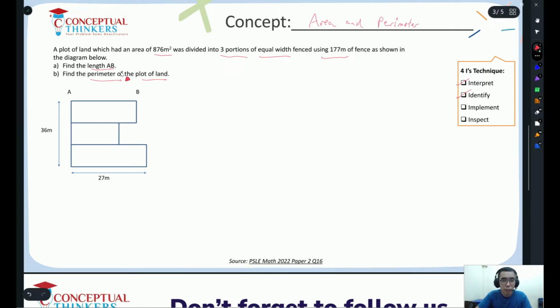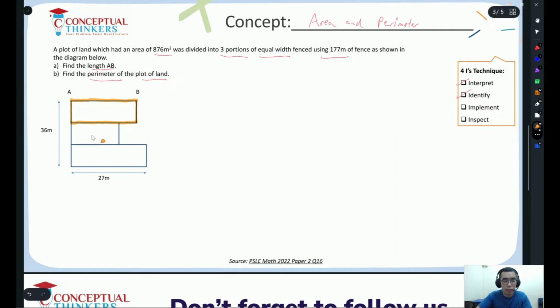First we need to find the length of AB. What I do is I try to identify this 177 meters of fence in this diagram, so I'm going to use a highlighter. First let's look at the top part. This is AB, so there will be a fence layer here. Then we have a fence here and a fence here. Then we have another fence over here to segregate this plot of land from the second plot of land.